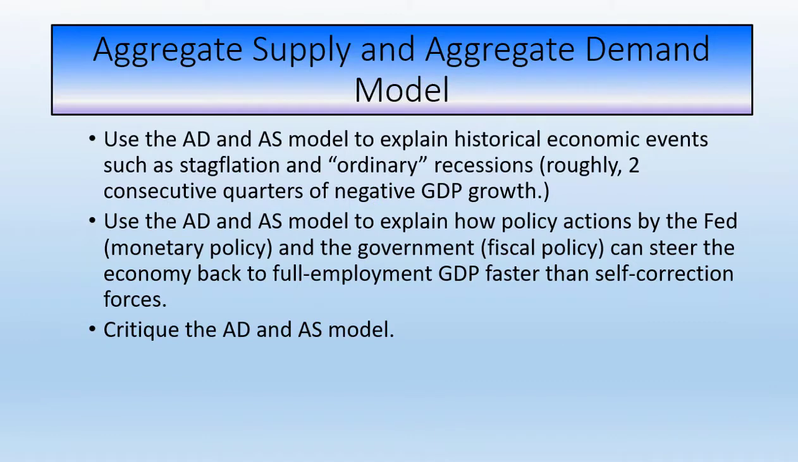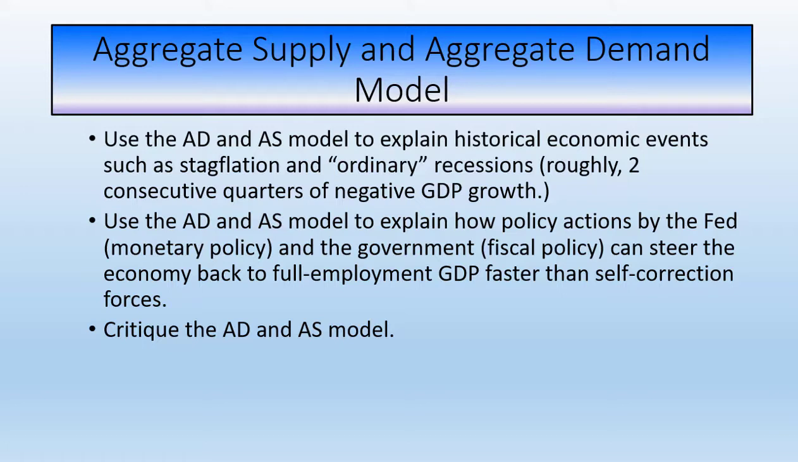Then we'll use the aggregate supply and aggregate demand model to explain historical events, such as stagflation from the 1970s and ordinary recessions, where ordinary recessions are defined as roughly 2 consecutive quarters of negative GDP growth. I say roughly because identifying a recession is a very subjective process.